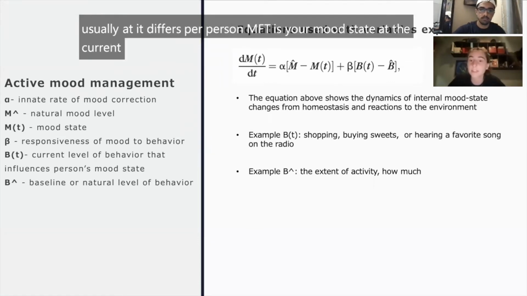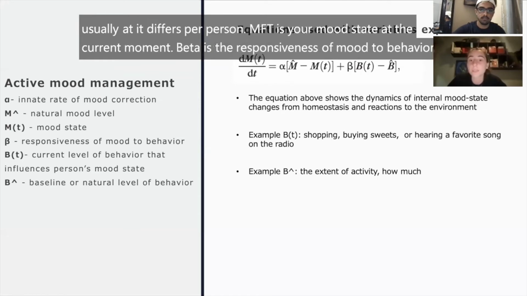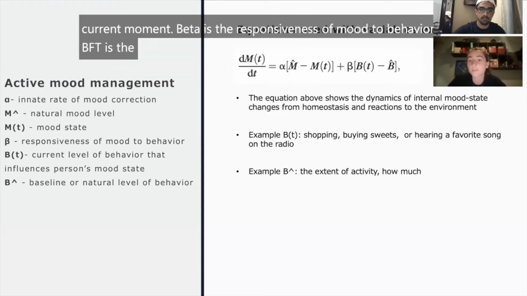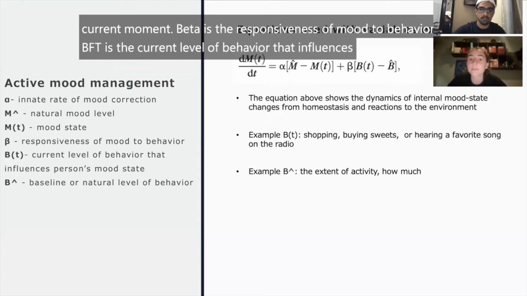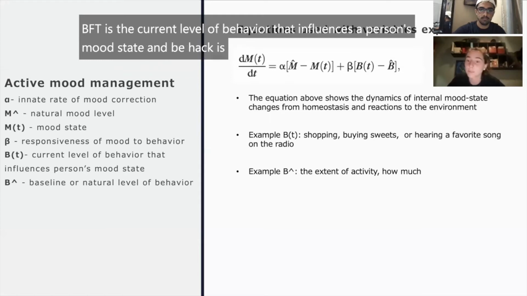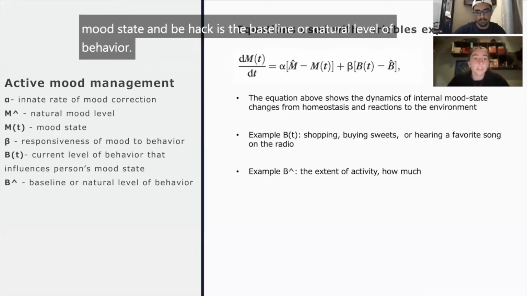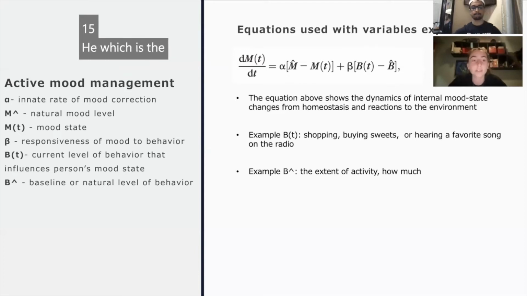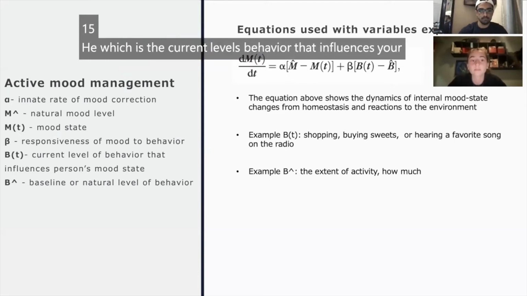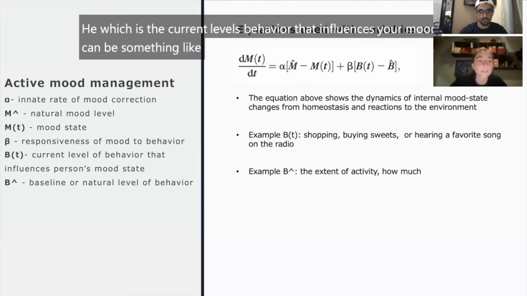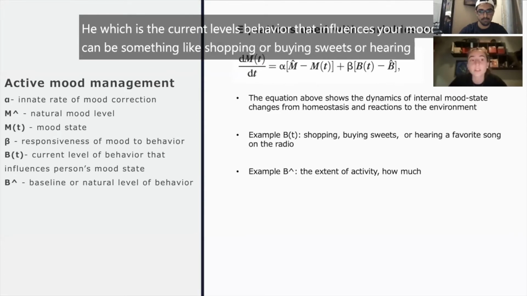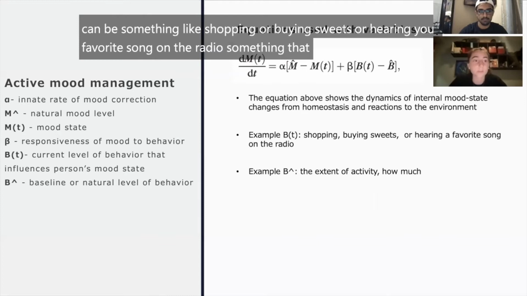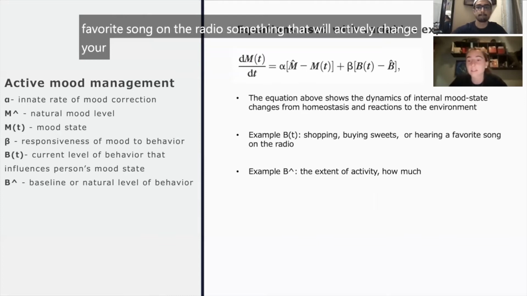Beta is the responsiveness of mood to behavior. B of T is the current level of behavior that influences a person's mood state, and B hat is the baseline or natural level of behavior. So B of T, the current level of behavior that influences your mood, can be something like shopping or buying sweets or hearing your favorite song on the radio, something that will actively change your mood. B hat is the extent of that activity.